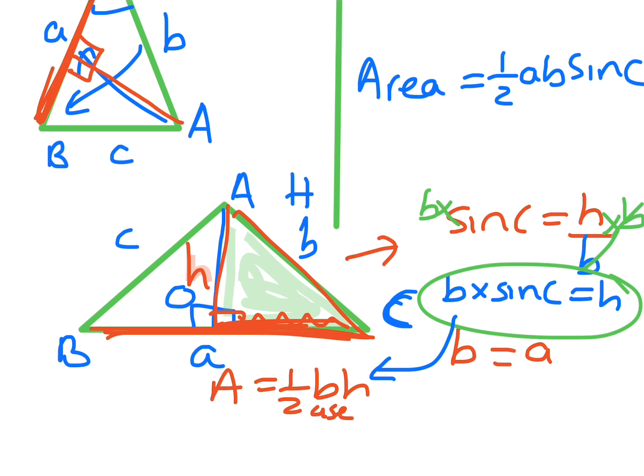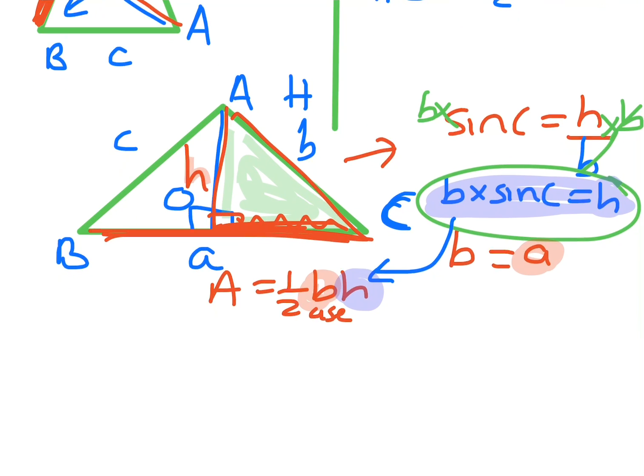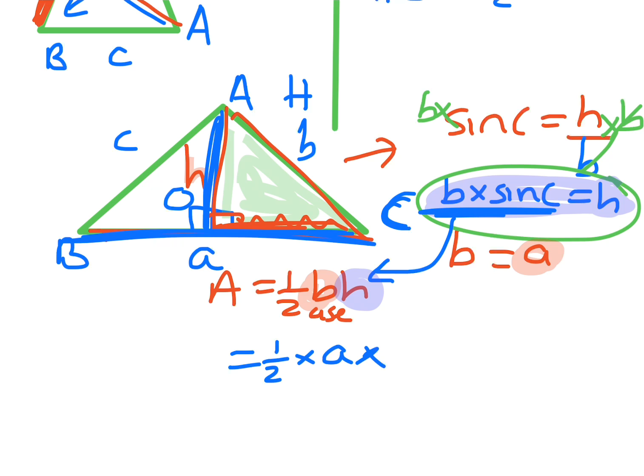And then you sub this in for the h. So I'm going to first of all put an a for the base, and for that h, I'm going to put b sine C. So this is going to be a half times a for the base, times the perpendicular height. The perpendicular height is b sine C, and that's actually our formula.